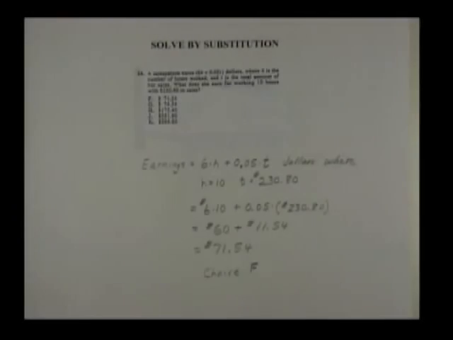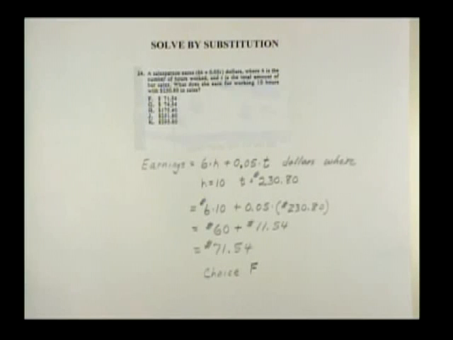A salesperson earns the quantity 6H plus 500T dollars, where H is the number of hours worked and T is the total amount of her sales. What does she earn for working 10 hours with $230.80 in sales?